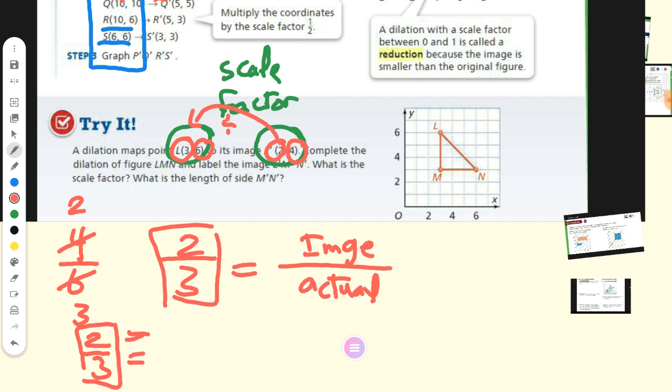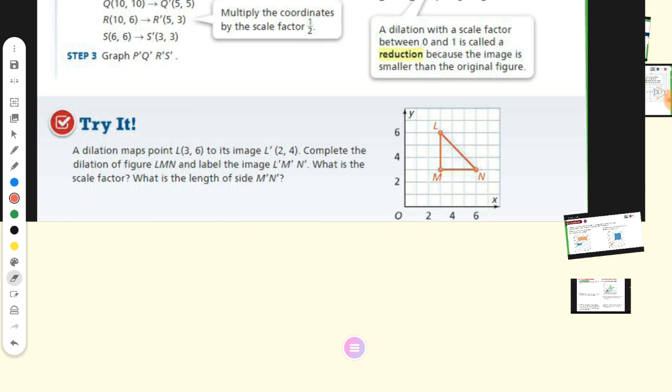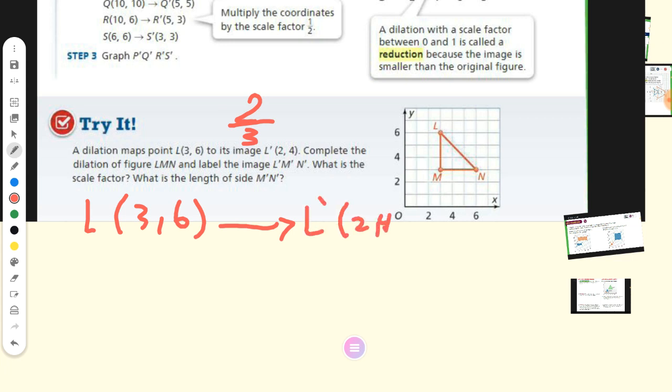So if you want to calculate the other points, now the scale factor is 2 over 3. Okay? We want to change all the points. Now we have L, 3 and 6, and it becomes L dash, 2 and 4. Okay? Then what about M?